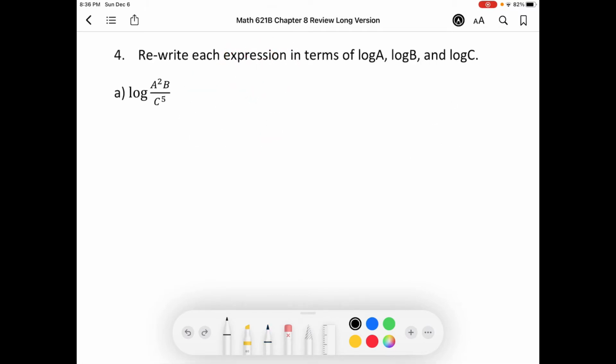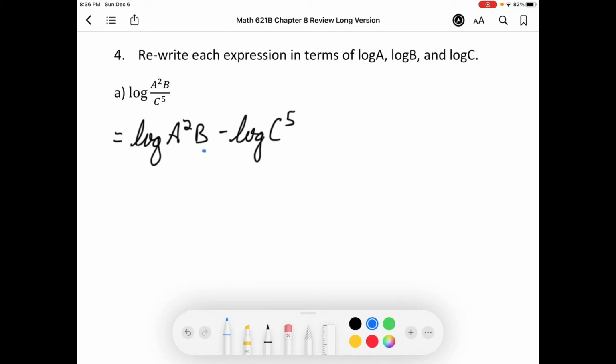All right, the next question asks us to rewrite some expressions in terms of log a, log b, and log c. So here I've got a squared b all over c to the 5. What I notice first is that there's division. And I like to do these questions in multiple steps. I'll just notice that there's division, or a quotient, and I know I can split that up as the difference of logs. That's one of our log laws.